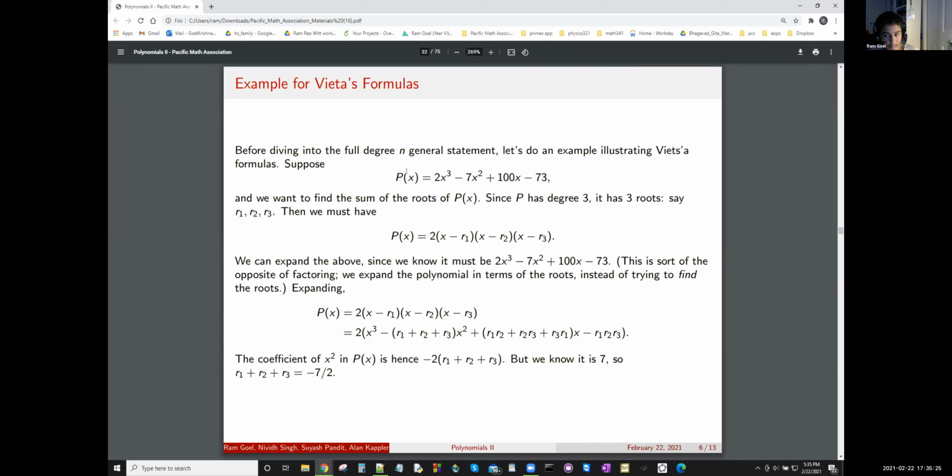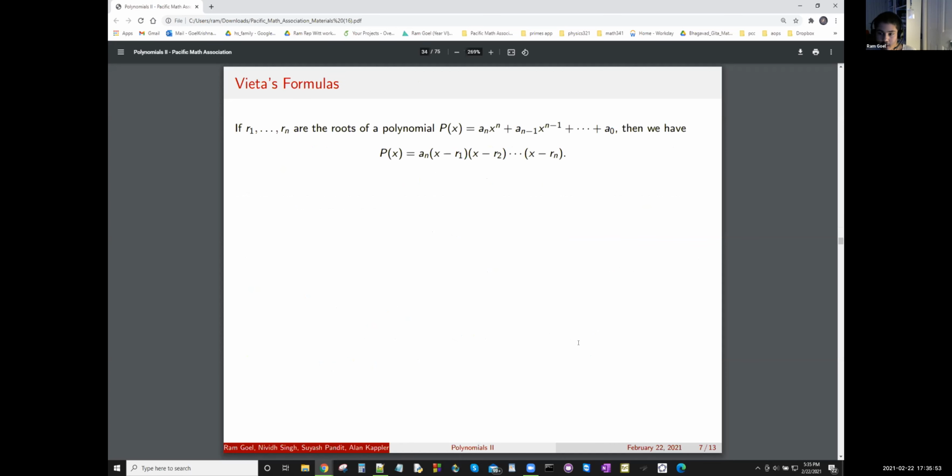So let me just recap. We started off with P of x in terms of its coefficients, then we expanded out the roots definition, and the sum of the roots popped up. We only had to go back to the coefficients to find the coefficient of x squared, because we know it's minus 2 times r1 plus r2 plus r3, but we also know it is negative 7. So that's why that works out. Now we generalize this method to any degree n polynomial.